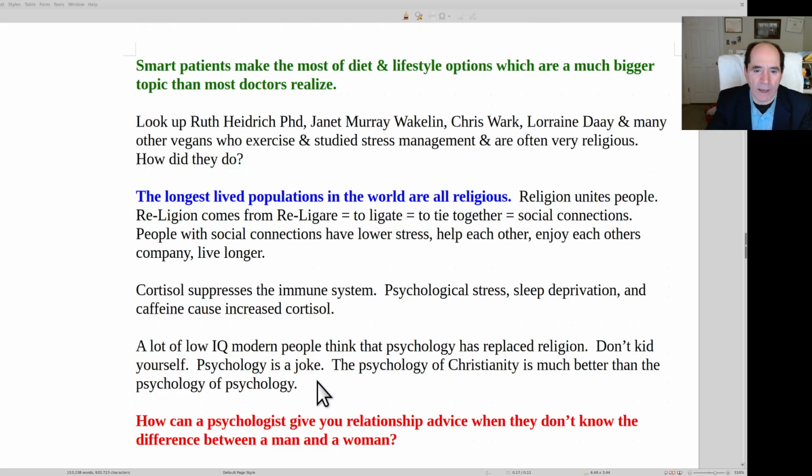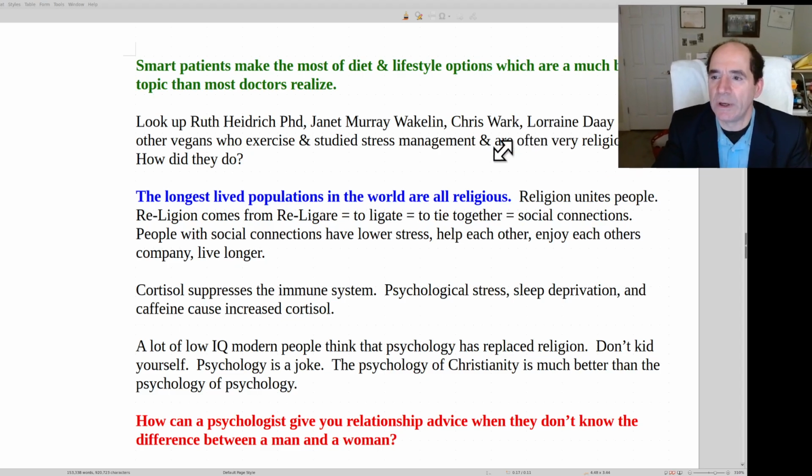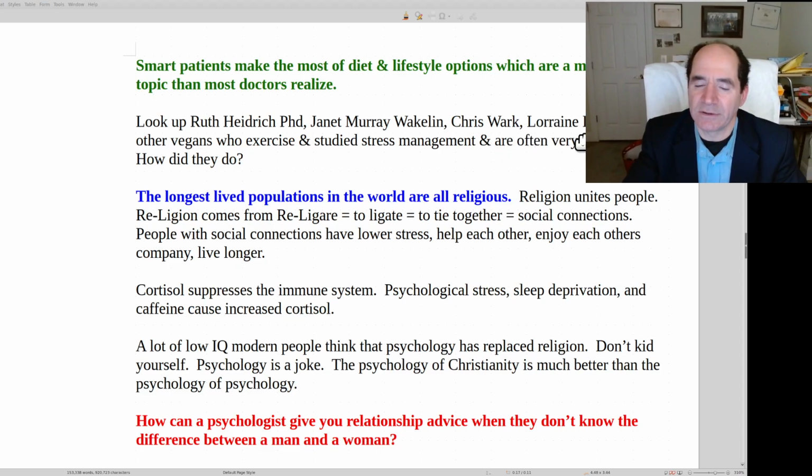Okay, a lot of low IQ modern people think psychology. Oh, that's another thing too. People have this idea of science as a religion and they think it's real. They don't understand stuff like psychology is really pretty much of a joke. Don't get me wrong. There's some very nice people going to psychology, and there are some people in psychology who do a good job. But there's a lot of phonies in psychology, okay? There's a lot of famous psychologists telling everybody to eat a carnivore diet, which is nonsense, okay? And what I'm trying to say is the psychology of Christianity is much better than the psychology of psychology.